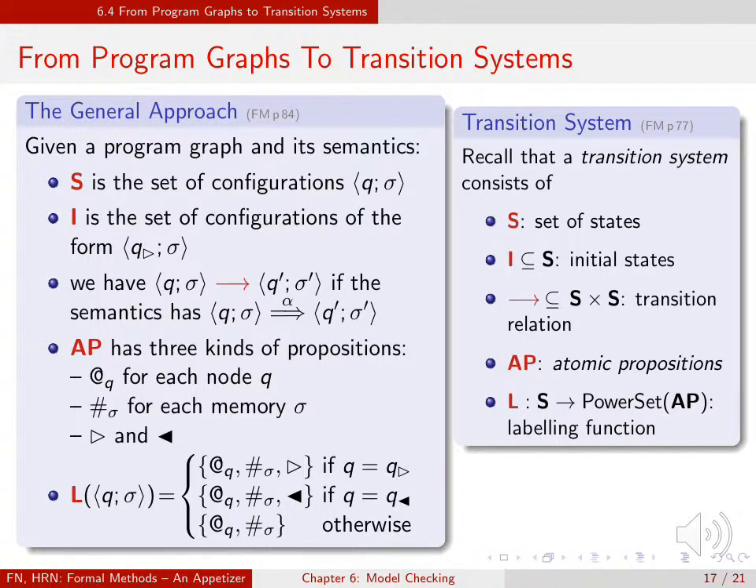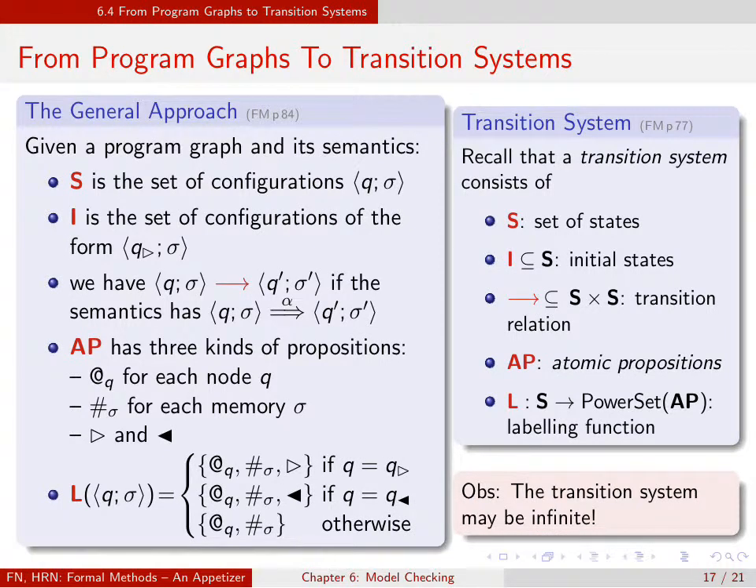And then we have propositions that can be used, that we are at the node Q, that the memory is sigma, that we are at the initial node, and that we are at the final node. And the labeling function is being set up in such a way to make these ideas precise. However, the way we defined it here, the transition system may be infinite. To avoid that, we have to restrict our attention to a finite set of memories.